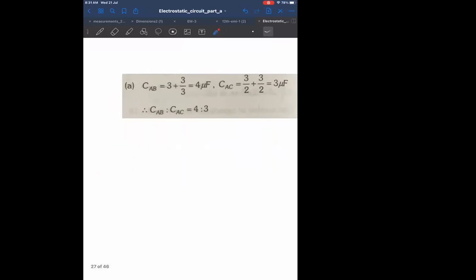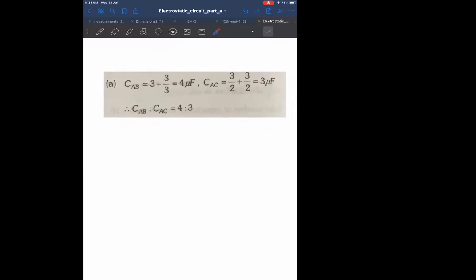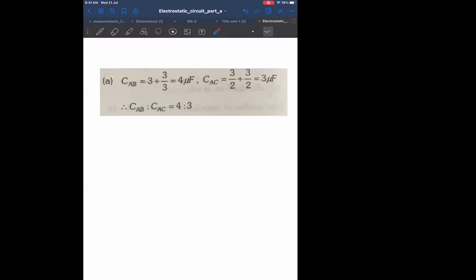Can I go to the next one? Okay, the answer is on the screen. Notice that this single capacitor and this series equivalent are in parallel. Here, two on the left and two on the right are in parallel. So I get 4 and I get 3. Therefore, my final answer is 4:3. Just check.